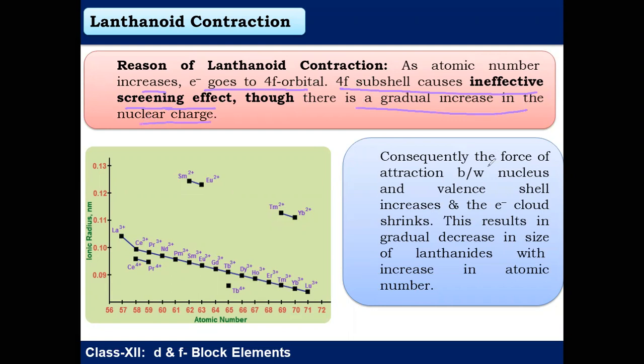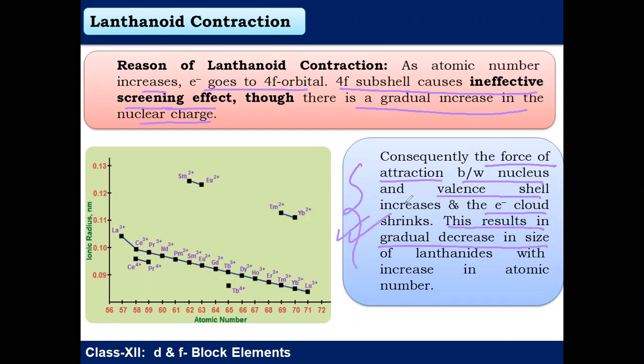So what happens? The force of attraction between the nucleus and the outermost electron is increasing. The electron cloud shrinks, getting attracted towards the nucleus, and this results in the gradual decrease in size. So why lanthanoid contraction? Hopefully I have explained it to you.